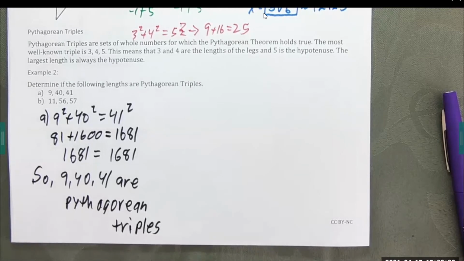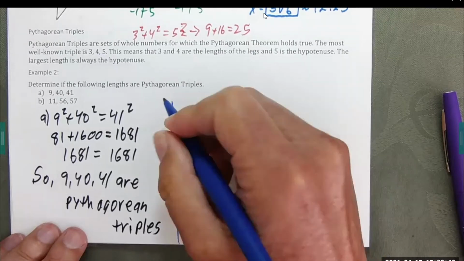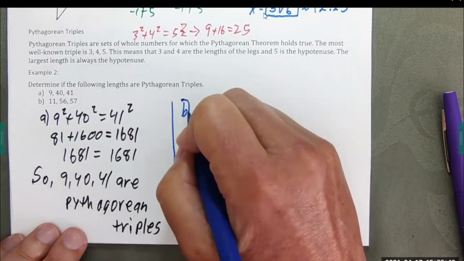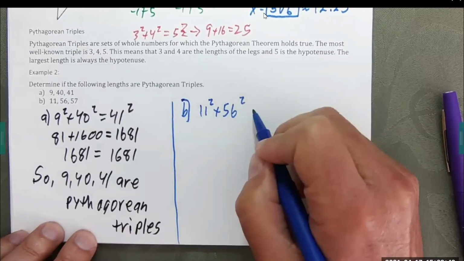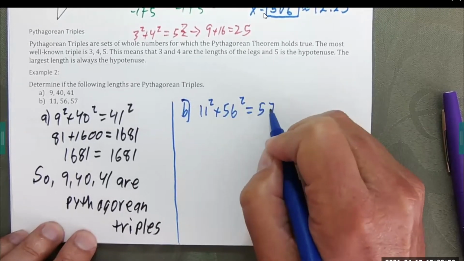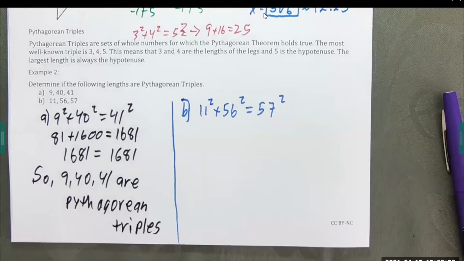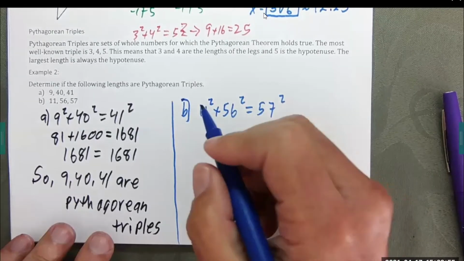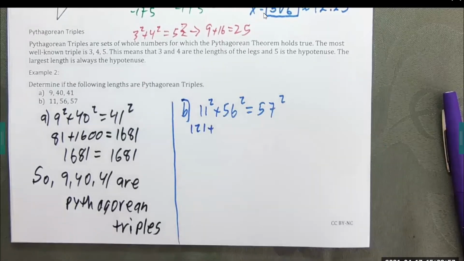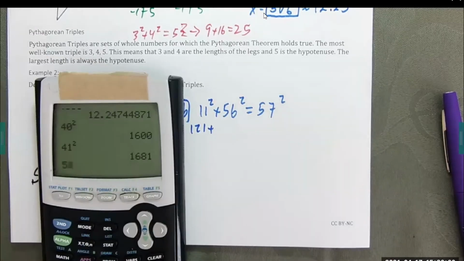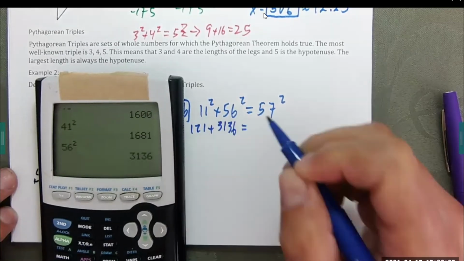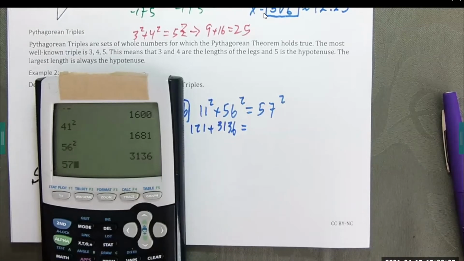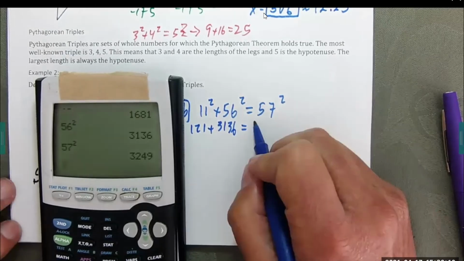Let's try part B. So we'll take 11 squared plus 56 squared equals 57 squared. We don't know it's equal. We're working on that. 11 squared, I know, that's 121. 56 squared, I don't know. That's 3136, and 57 squared is 3249.